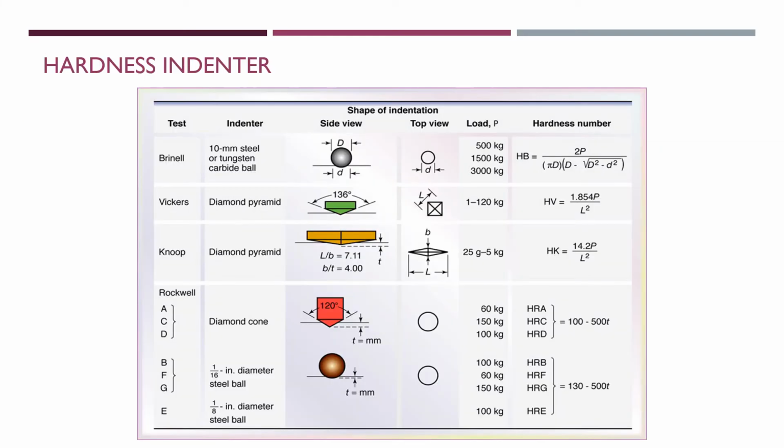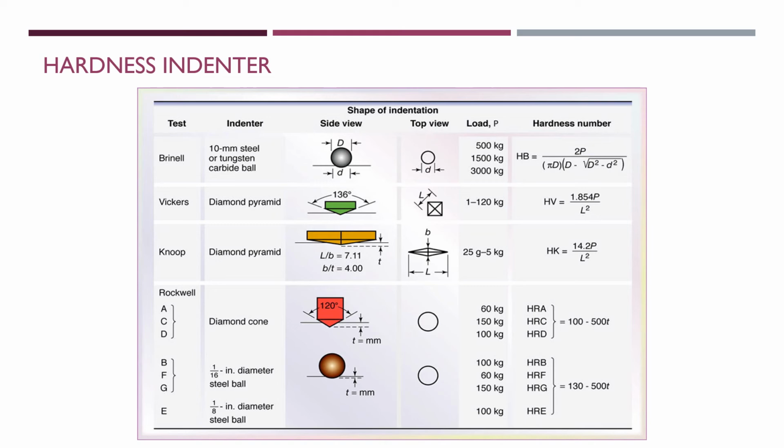Why do you have different types of hardness? Of course, because different types of hardness have different shapes of indentation and different types of load. For example, there are a few types of tests available in the market. We have Brinell. For Brinell, the indenter is 10 millimeter steel, and this is the shape of indentation. It is spherical in shape. And Vickers has a diamond pyramid, and it is in the shape of the pyramid over here.